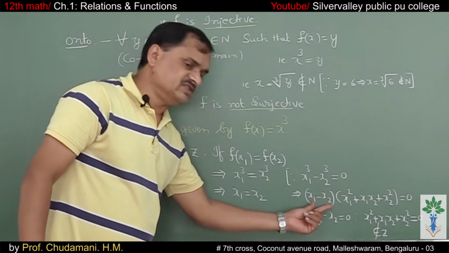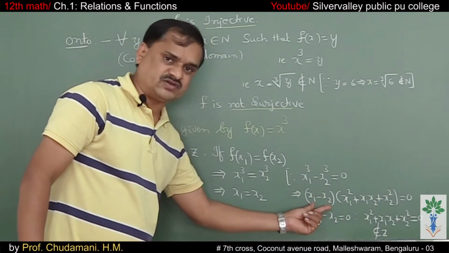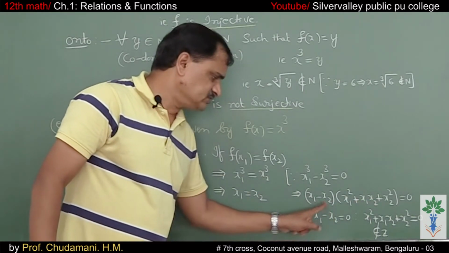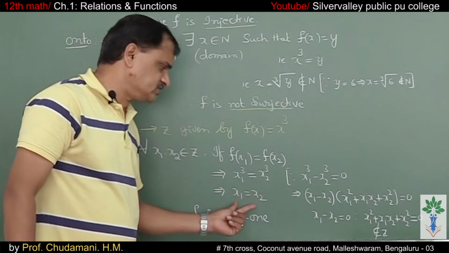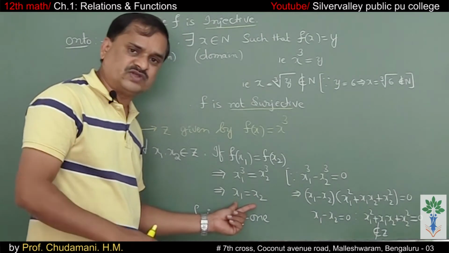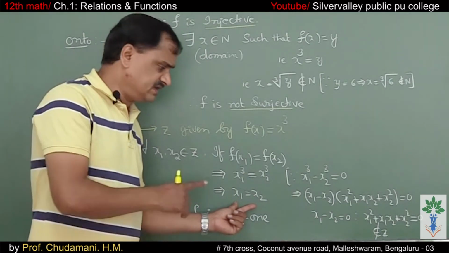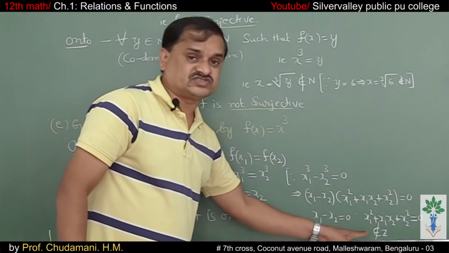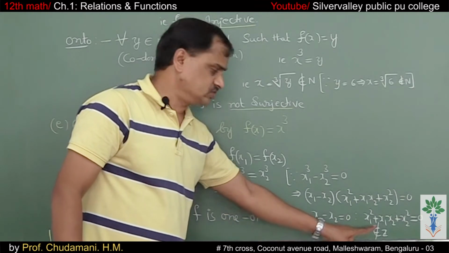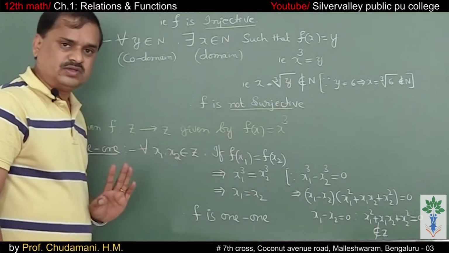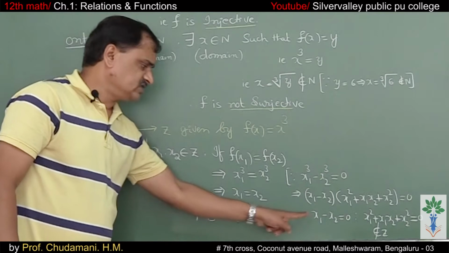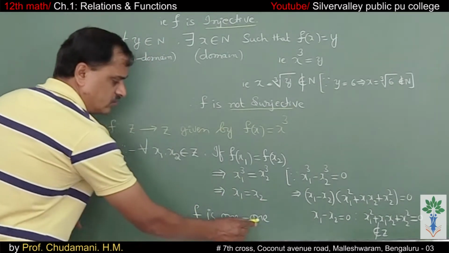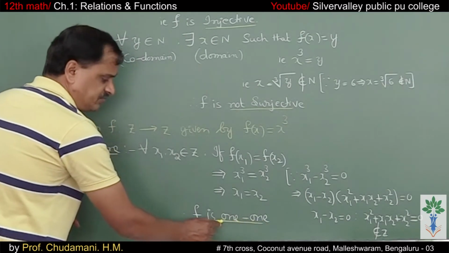This means either x1 minus x2 equals 0 or the other factor is equal to 0. x1 minus x2 equals 0 means x1 is equal to x2. But if you solve the other factor, we get complex numbers, imaginary roots, which do not belong to Z. That's why x1 minus x2 equals 0 means x1 is equal to x2. That's how it is a one-one function.